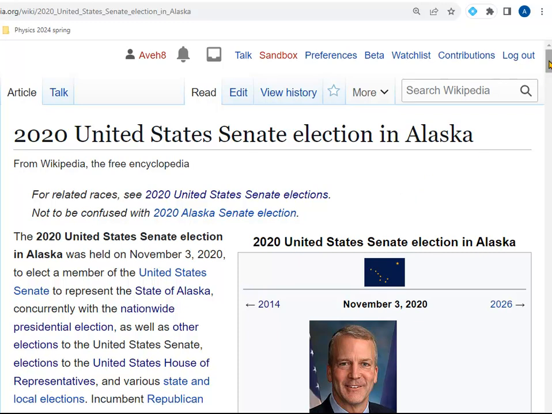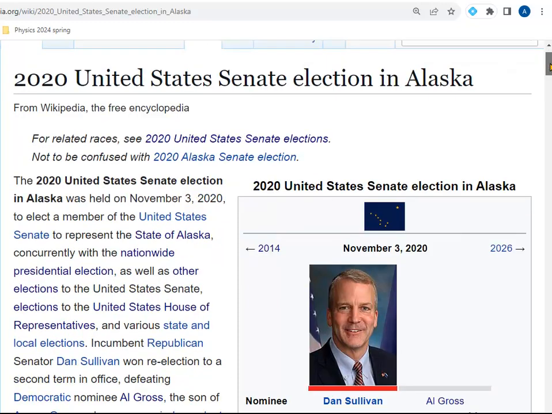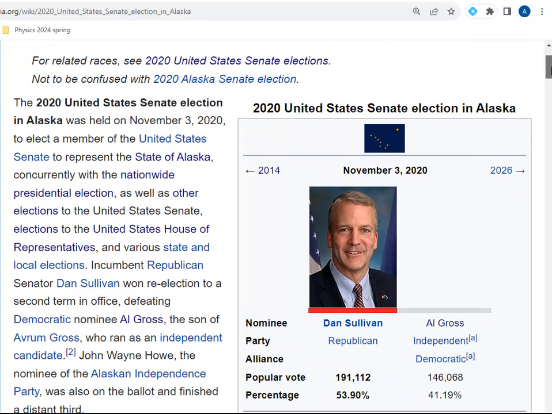So here's a typical one, 2020 United States Senate election in Alaska. The two main candidates were Dan Sullivan and Al Gross. And we can see that Dan Sullivan won with 191,000 votes and 53.9%, which is a plurality. And on top of it, it's also a majority. It's not necessary to have that majority. Plurality still wins. Simple majority, first past the post.